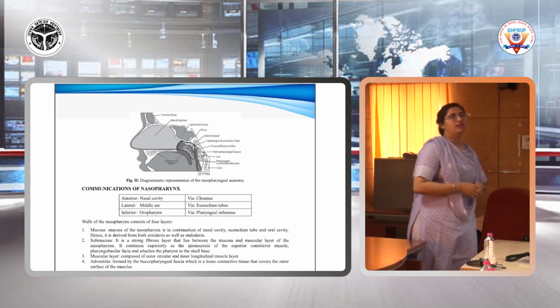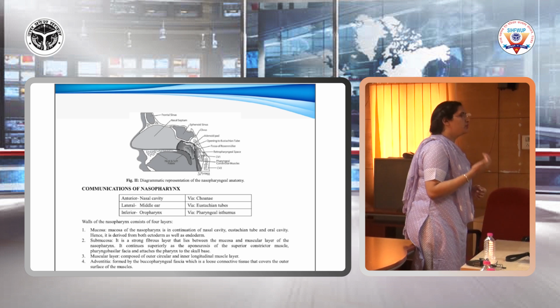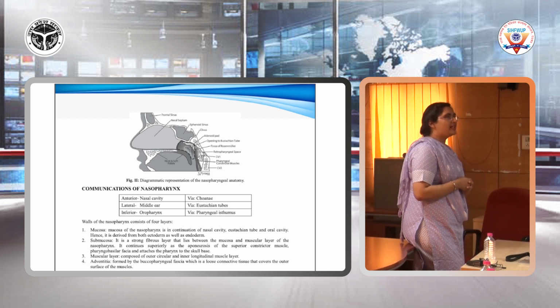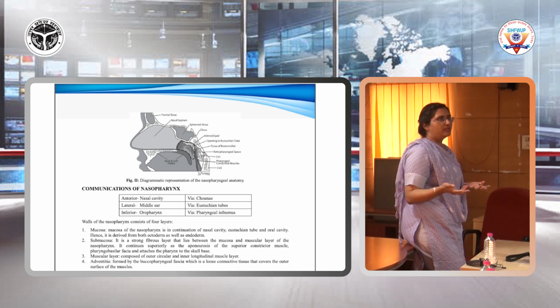The nasopharynx communicates with the nasal cavity, with the oral cavity, and with our middle ear. With the nasal cavity it is connected through the posterior choanae, with the oral cavity by the pharynx, and with the middle ear by the eustachian tube, and the most common thing we see in children is ASOM.